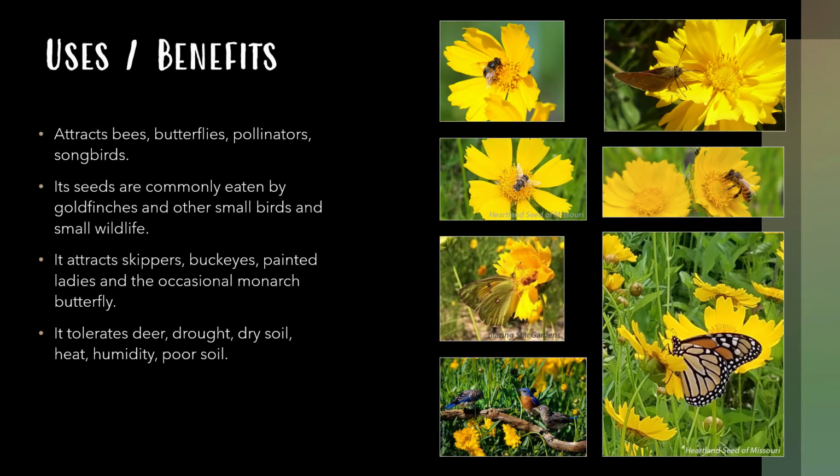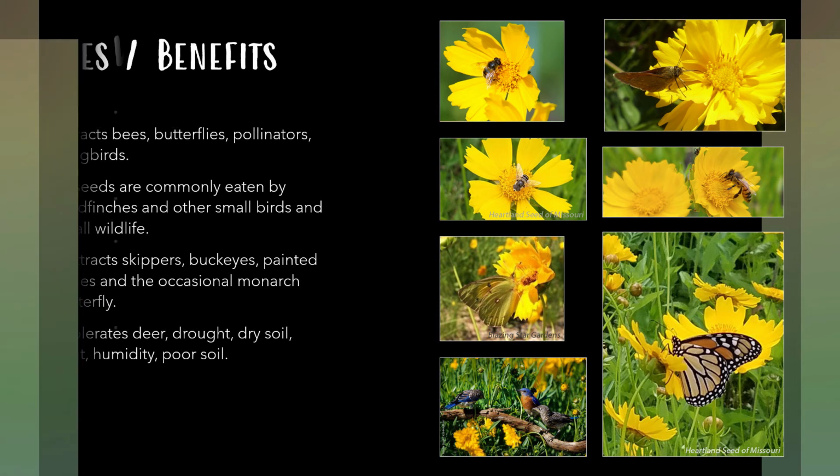They have an array of uses and benefits. They attract pollinators like bees and butterflies, as well as songbirds. Goldfinches, other small birds, and small wildlife commonly eat the seeds. It attracts multiple species of butterflies, including skippers, buckeyes, painted ladies, and the occasional monarch. It also tolerates deer, drought, dry soil, heat, humidity, and poor soil conditions. Coreopsis overall is a sturdy, beautiful plant that is beneficial to many species across the U.S.